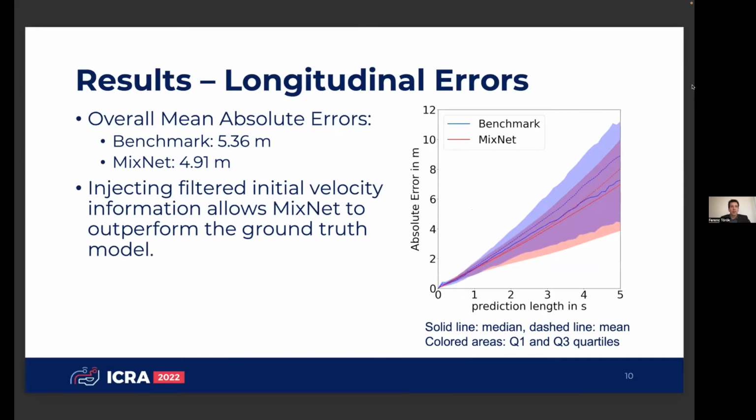But this does not explain how we reached a slightly better overall accuracy. And the explanation for this is that with MixNet, it is possible to inject external velocity information into the prediction. And as said, we initialized our velocity profile with the filtered speed of the objects. This, together with the smoothness of the velocity profile, resulted in smaller errors in the longitudinal direction, which led to better overall accuracy.